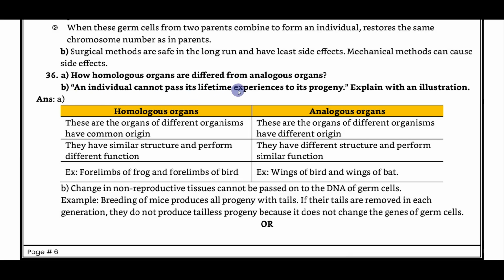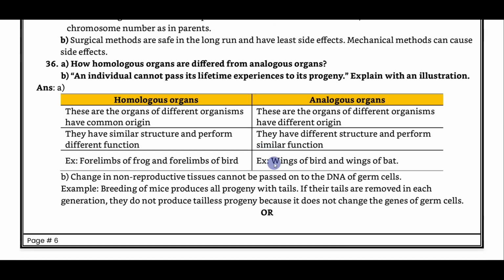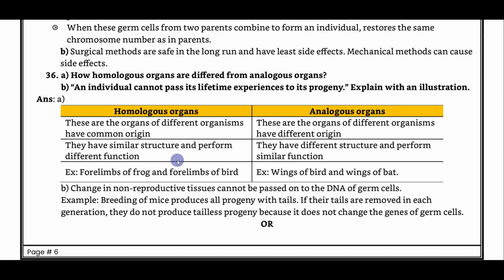An individual cannot pass its lifetime experience to progeny. How? Homologous organs are the organs of different organisms having common origin. Analogous organs have different origin. Homologous organs have similar structure and perform different functions. Analogous organs have different structure and perform similar function. Four limbs of a frog and four limbs of a bird are homologous. Different structure, same function, it is analogous. Similar structure, different function, it is homologous. Wings of a bird and wings of a bat are analogous organs.